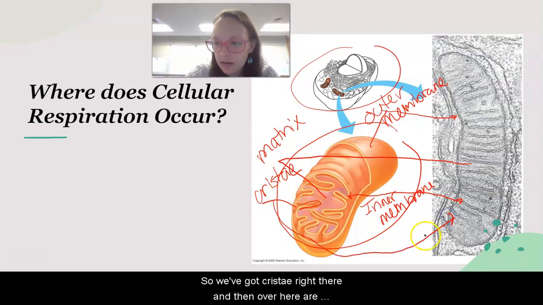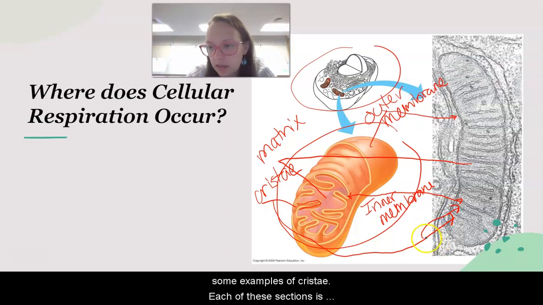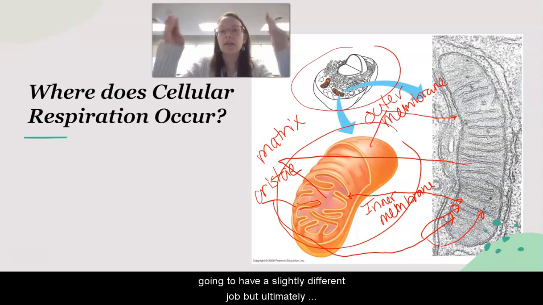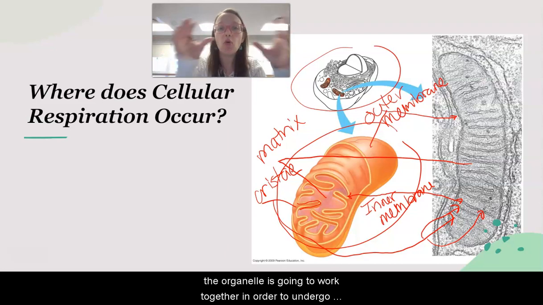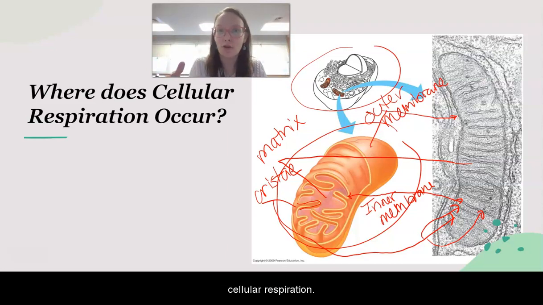And then over here are some examples of cristae, right? See these little squigglies? Those are my cristae. Each section of that is going to have a slightly different job, but ultimately that whole organelle is going to work together in order to undergo cellular respiration.